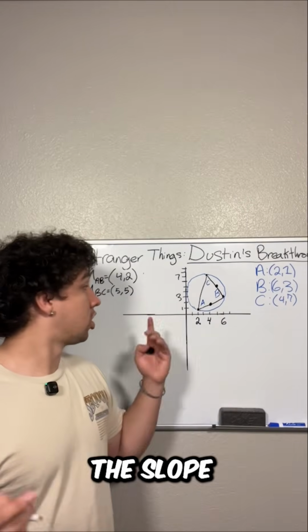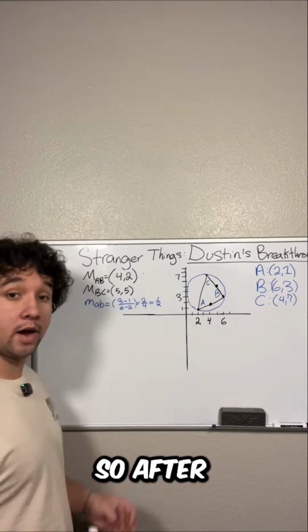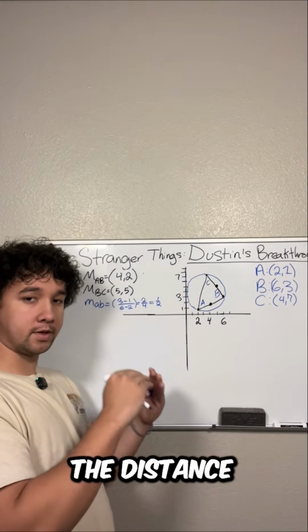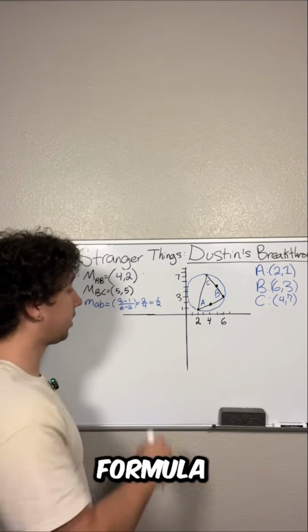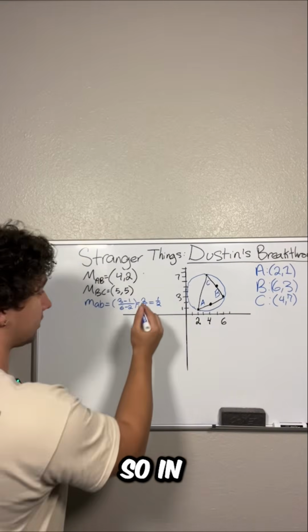From there, I'm going to find the slope of both of these segments and then find the opposite reciprocal slope, in other words, the perpendicular. So after subtracting the difference between the y values over the distance between the x values, the slope formula, I get 1/2. Now for me to find the perpendicular one, I just flip it upside down and make it negative, so in this case, it's going to be -2.